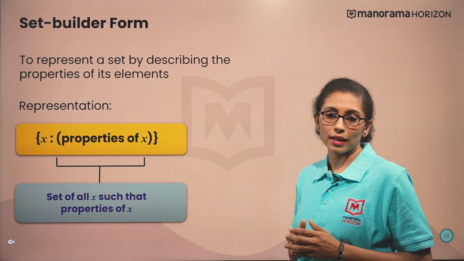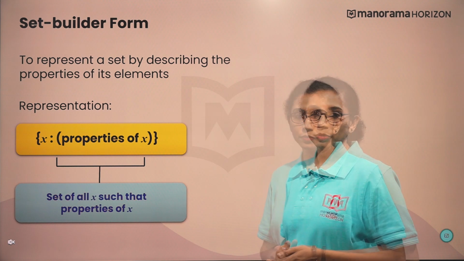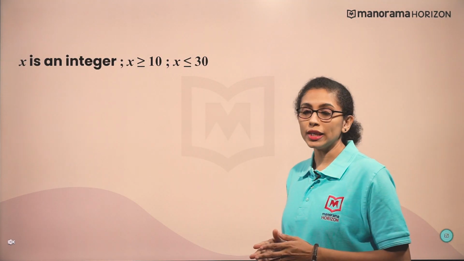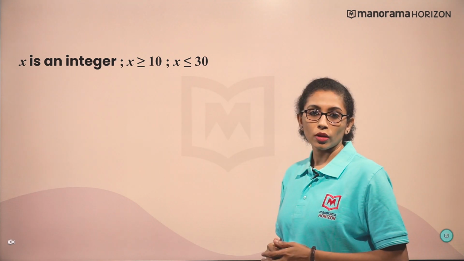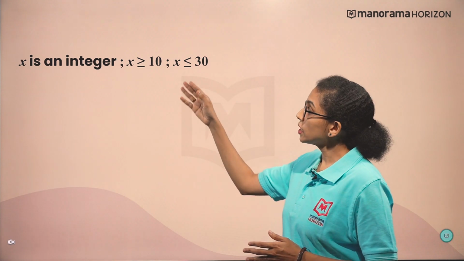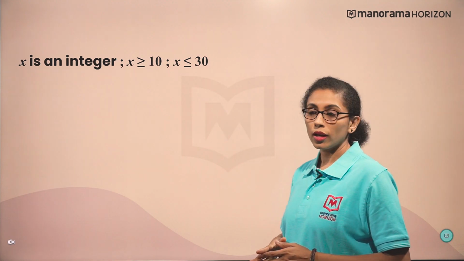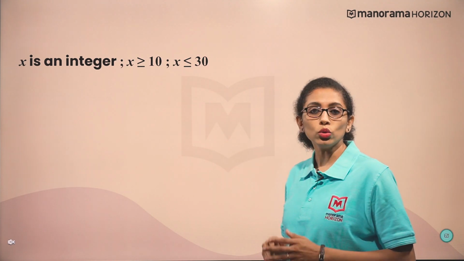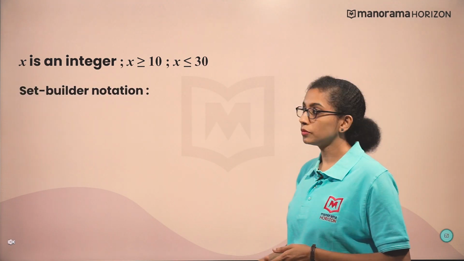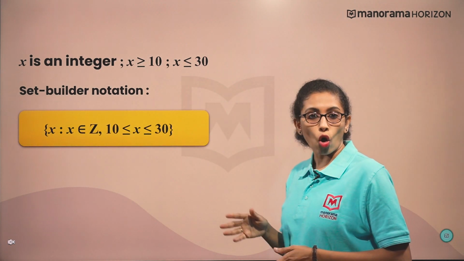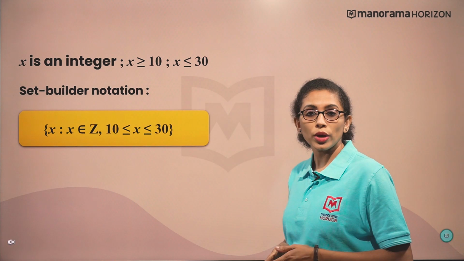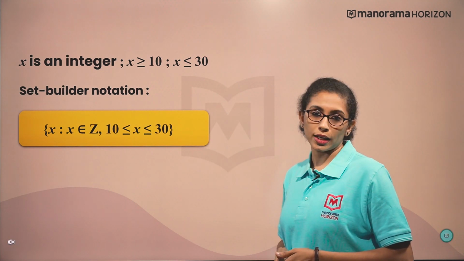For better understanding, let's go through one example. Set of integers including and between 10 and 30. So, we can understand x is an integer and x is greater than or equal to 10, but x is less than or equal to 30. So, the set builder notation will be {x : x ∈ Z, 10 ≤ x ≤ 30}.